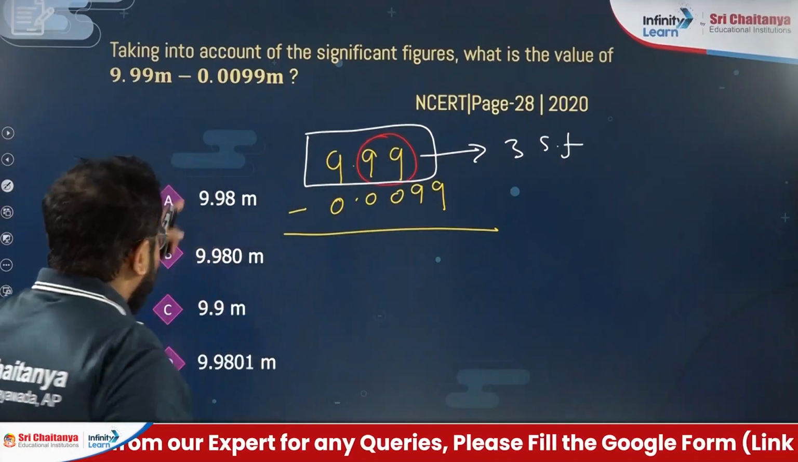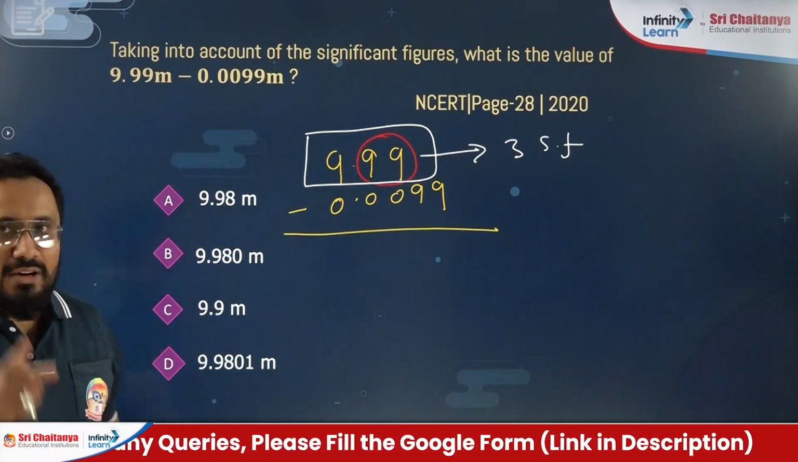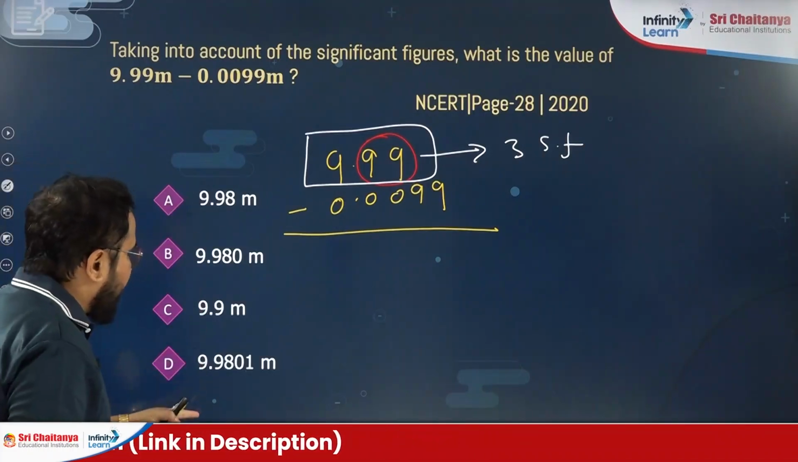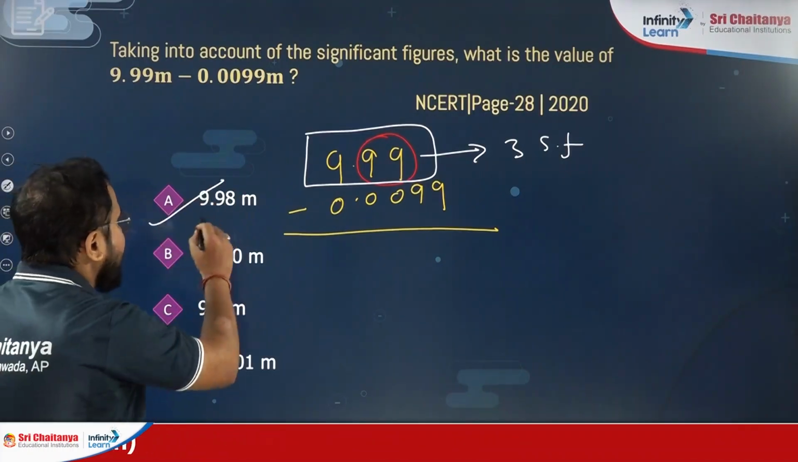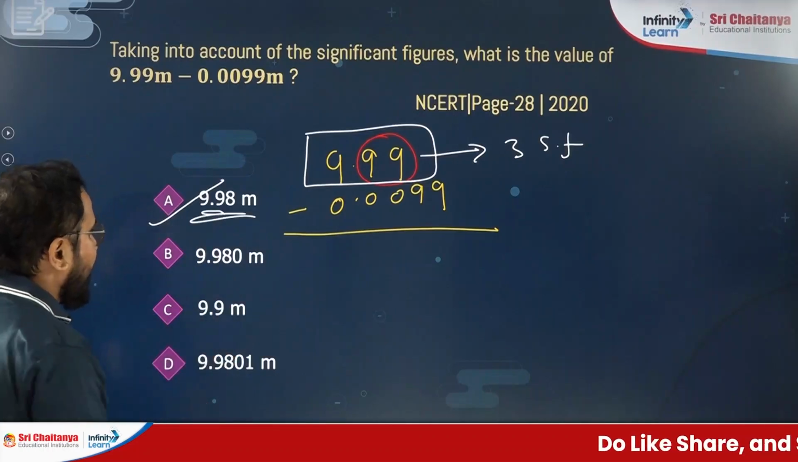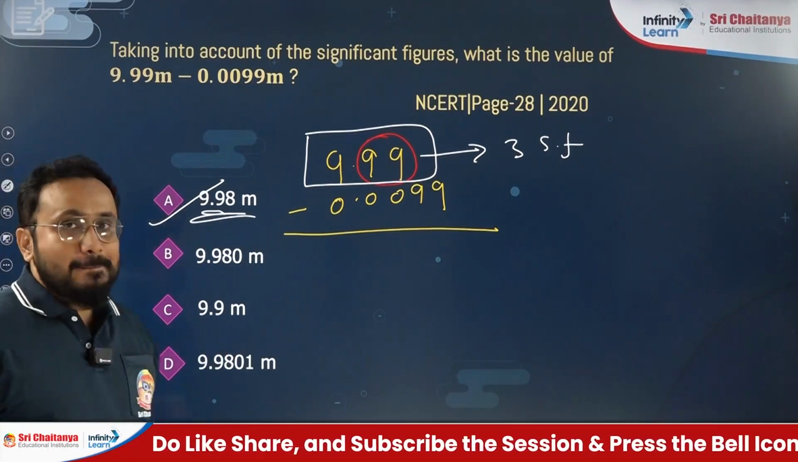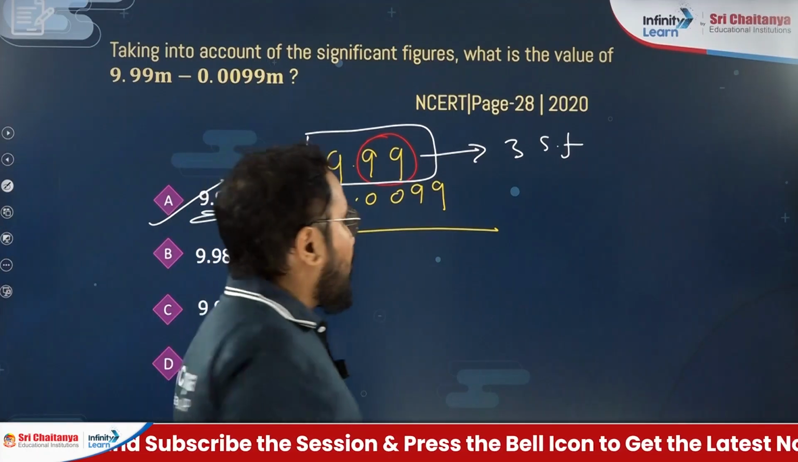So where are the 3 significant figures? No need to calculate. Where is the 3 significant figure answer? Can you see? This answer is in 3 significant figures, so this will be your final answer. Did you understand the trick of how to do this?